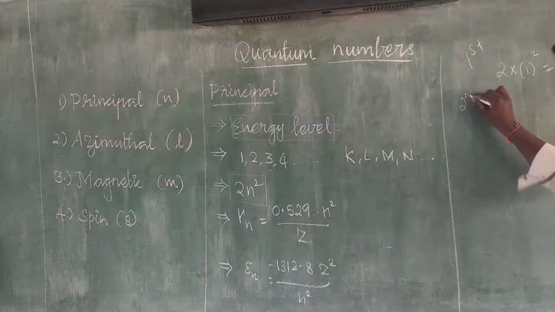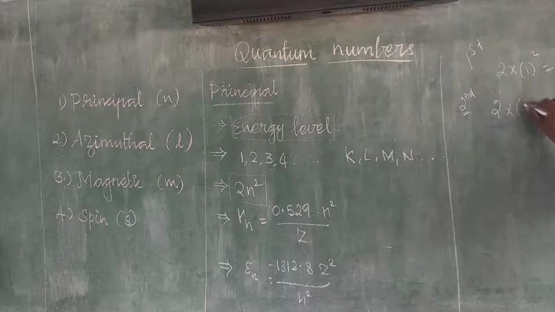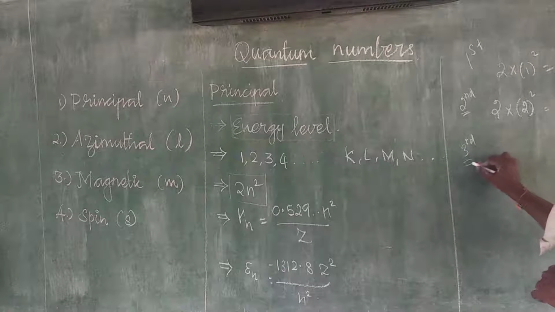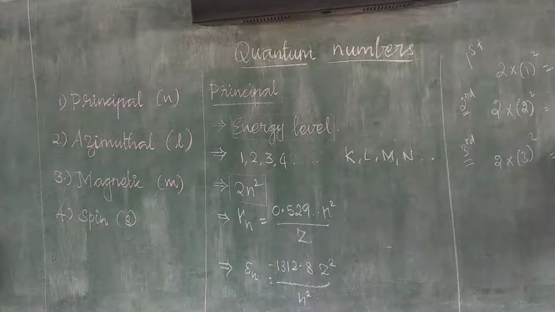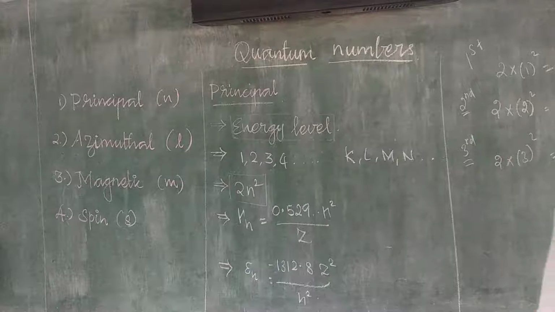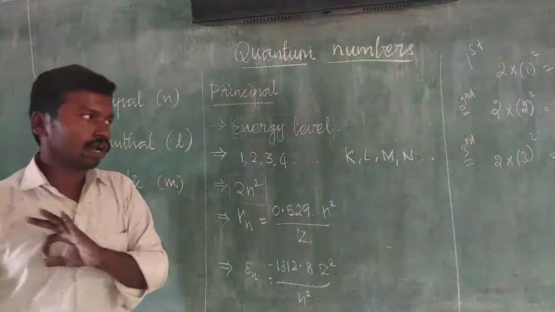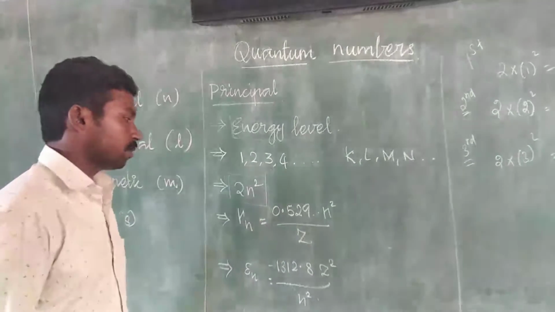If you take the second orbit, the n value will be 2. So we write 2 into 2 square. 2 square is 4, then 4 twos are 8. Then for the third orbit, n value is 3. So 2 into 3 square: 3 threes are 9, 9 into 2 is 18. Likewise, we can find the maximum number of electrons that can be accommodated in an orbit using the formula 2n square, where n is the orbit number.